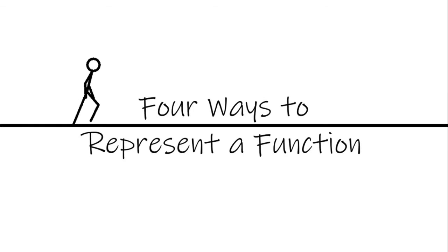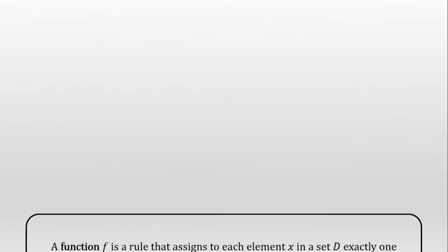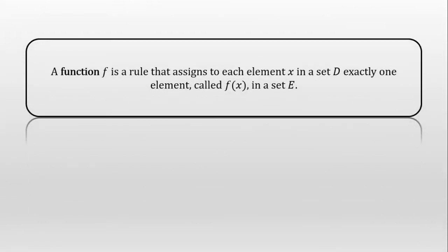4 ways to represent a function. Functions arise whenever one quantity depends on another. We usually consider functions for which the sets D and E are sets of real numbers. The set D is called the domain of the function. The number f of x is the value of f at x.